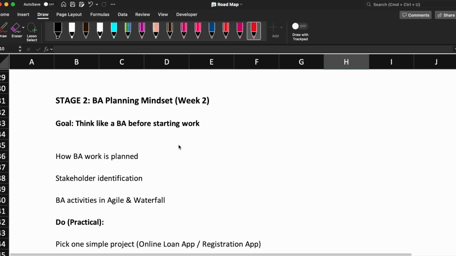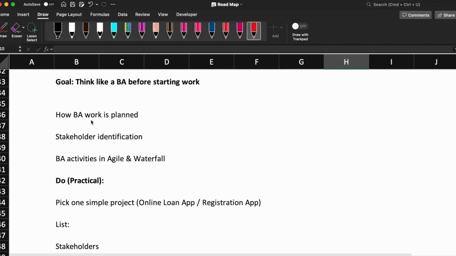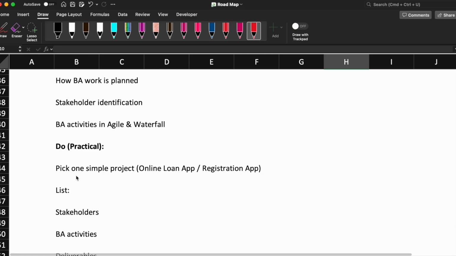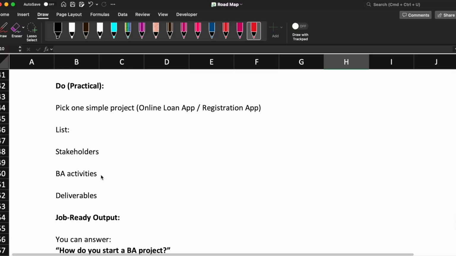Stage number 2, BA planning mindset, week 2. So the goal: think like a BA before starting work. How BA work is planned, stakeholder identification, BA activities in Agile and Waterfall. For your practical, pick one sample project like an online app or registration app, and list stakeholders, BA activities, deliverables.